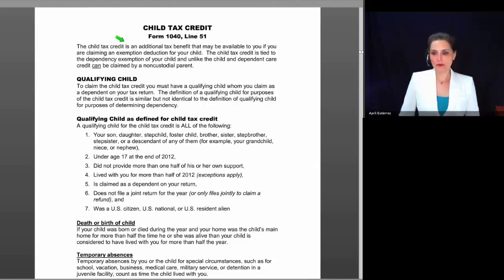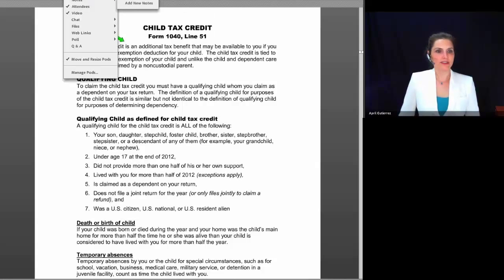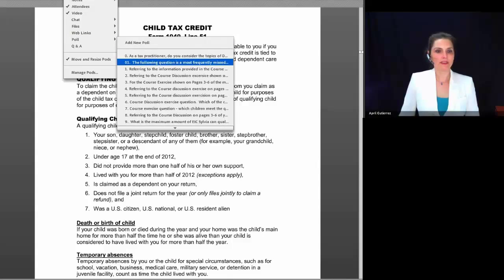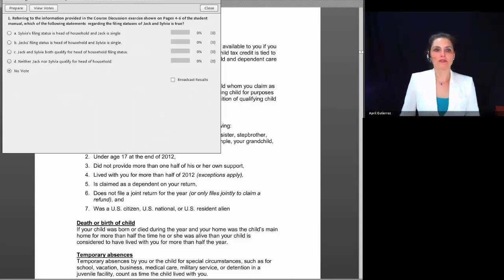And with that, I'm going to throw up another poll question here. We're working on the problem in the manual. Referring to the information in the course discussion exercise regarding Jack and Sylvia on pages 4 to 6 of the student manual, which of the following statements regarding filing statuses for Jack and Sylvia is true? Sylvia's filing status is head of household and Jack is single, or Jack's filing status is head of household and Sylvia is single, or Jack and Sylvia both qualify for head of household, or neither Jack nor Sylvia qualify as head of household.